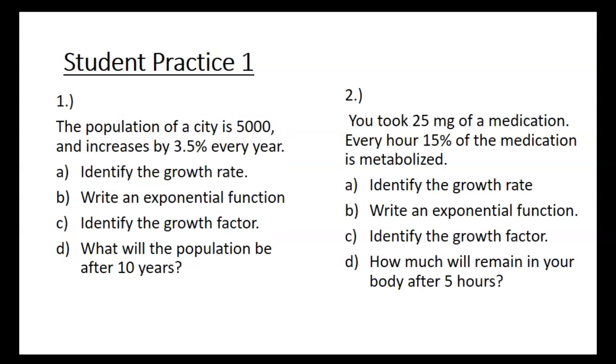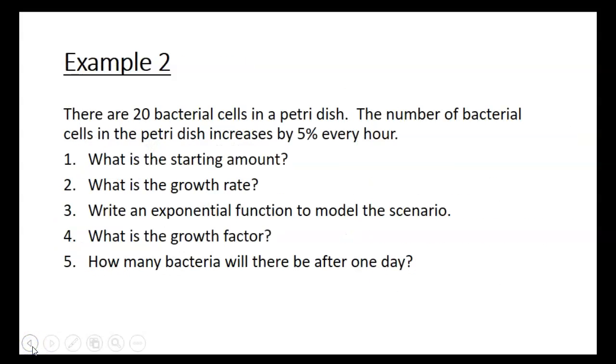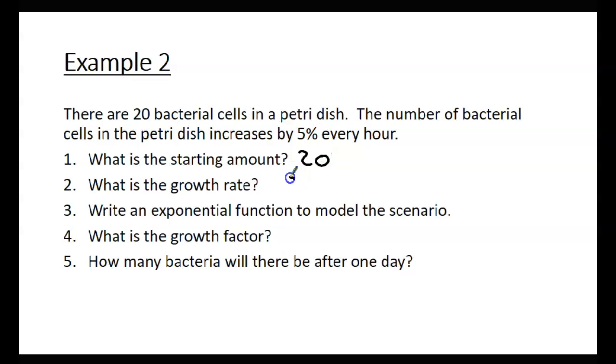I'm going to do one more. I think I have one more example, and then we're going to just practice it a little bit. There's 20 bacterial cells in a petri dish, and they increase by 5% every hour. What's the starting amount? 20. What's the growth rate? 5%, or 0.05, right? Let's write an exponential function to model this scenario.